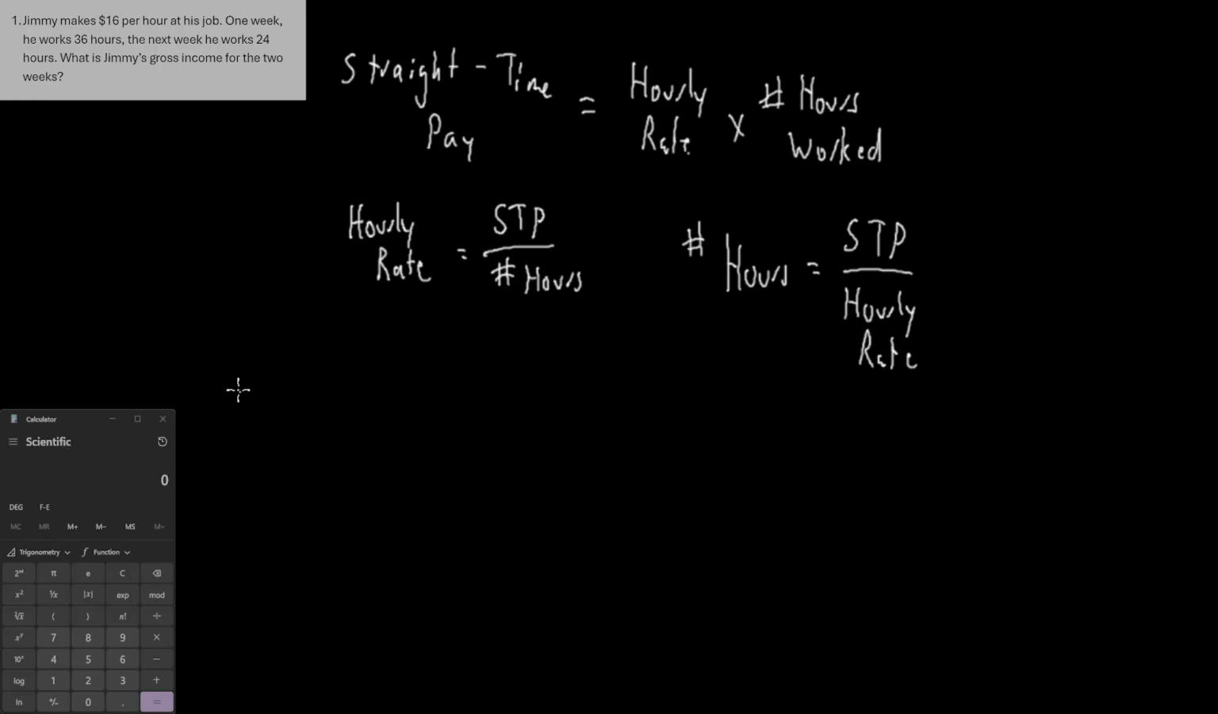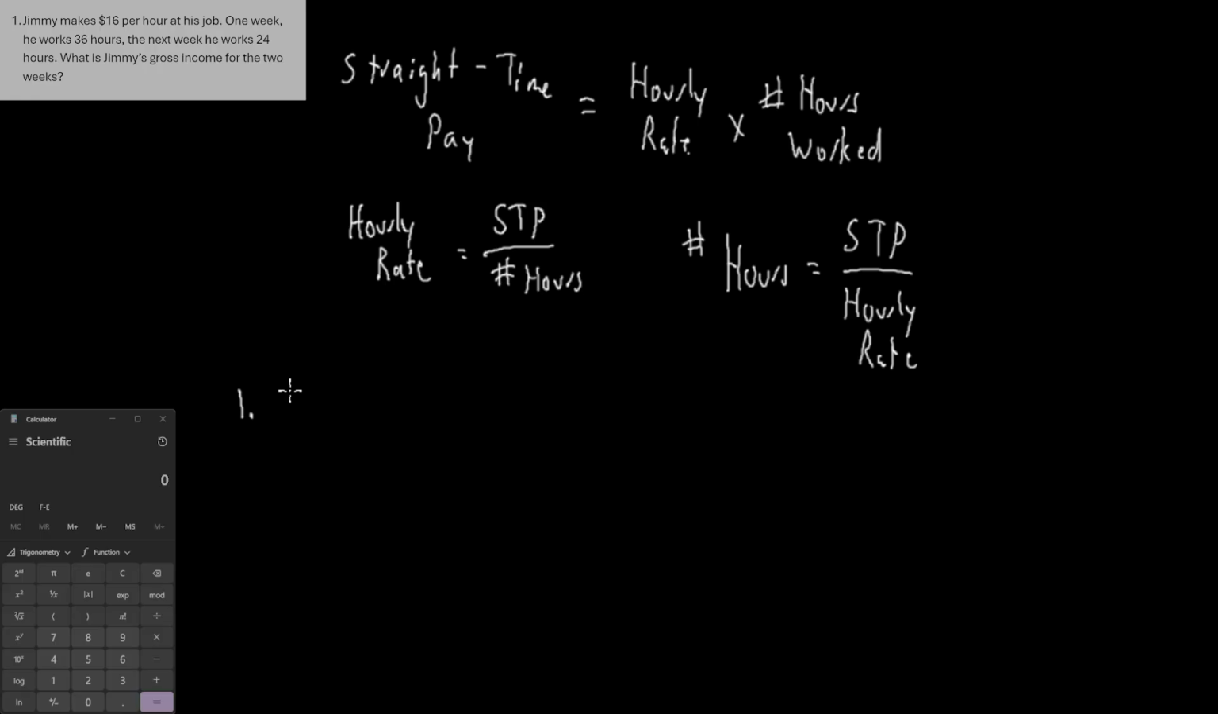So now we can go into, we have 2 practice problems I want to go through. The first is up in the top left corner there. Jimmy makes $16 per hour at his job. 1 week he works 36 hours. The next week he works 24 hours. And the question then is, what is Jimmy's gross income for the 2 weeks?